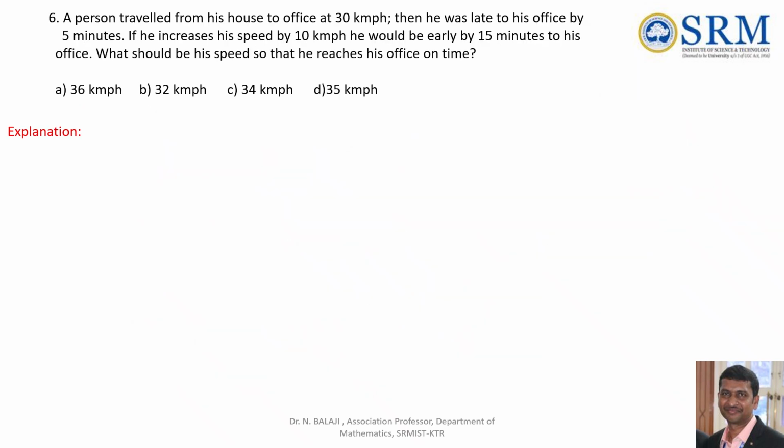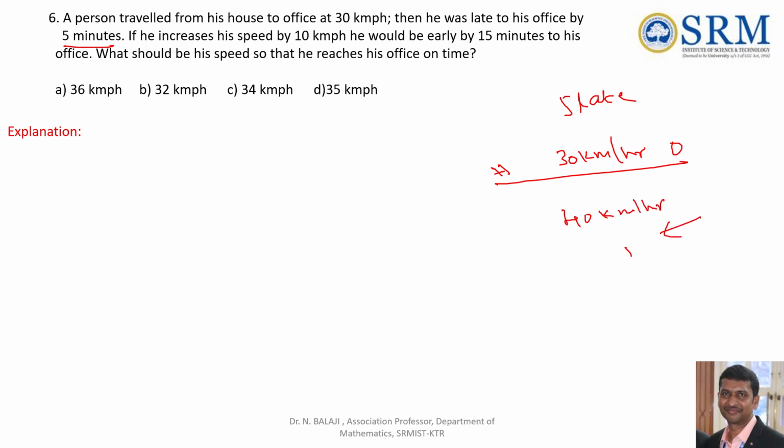Now, a person traveled from his house to office at 30 kilometers per hour. Then he was late to his office by 5 minutes. So he is going from house to office at 30 kilometers per hour, and is 5 minutes late. Next day he increased the speed by 10 kilometers per hour, 30 plus 10, 40 kilometers per hour. With the increased speed he reached 15 minutes early. So what should the speed be to reach the office on time?